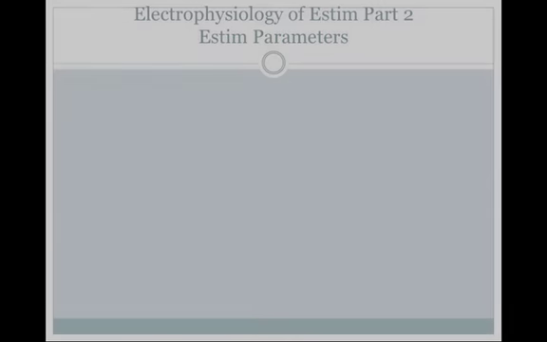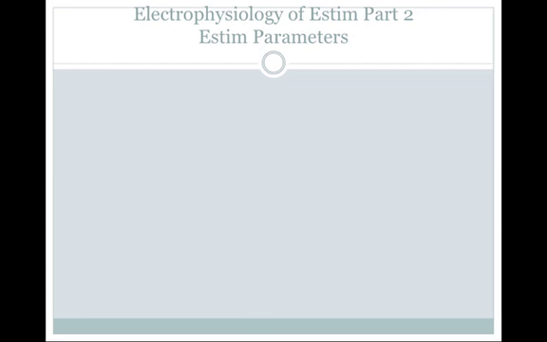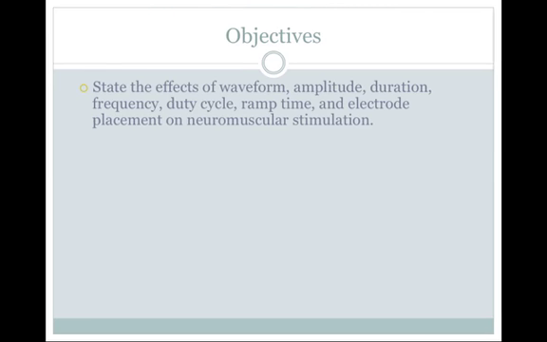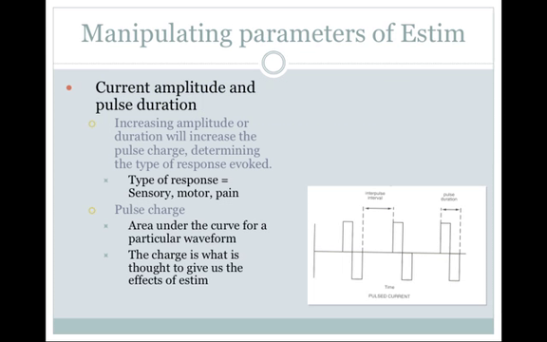Alright, so Electrophysiology of Estim Part 2, we're going to talk a little bit more about individual parameters that can be set on the machines. By the end of this lecture and your practice time, I want you to be able to state the effects of all the different things that you're able to vary and change on the machines: the waveform, the amplitude, the duration, frequency, everything that you can spin a knob or push a button and change.